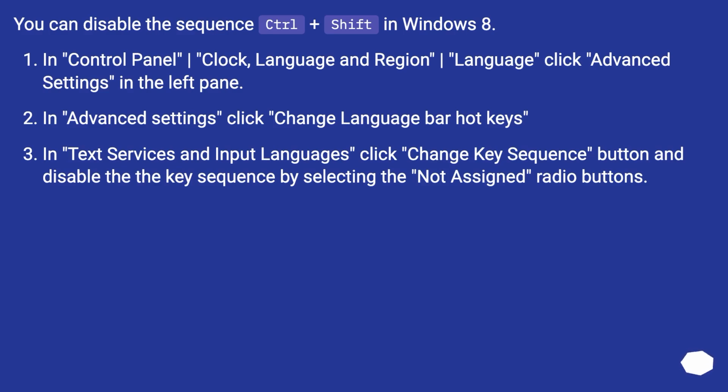In Control Panel, Clock, Language and Region, Language, click Advanced Settings in the left pane. In Advanced Settings, click Change Language bar hotkeys. In Text Services and Input Languages, click Change Key Sequence button. And disable the key sequence by selecting the Not Assigned radio buttons.